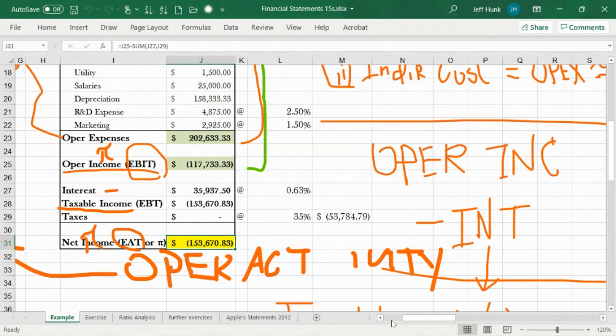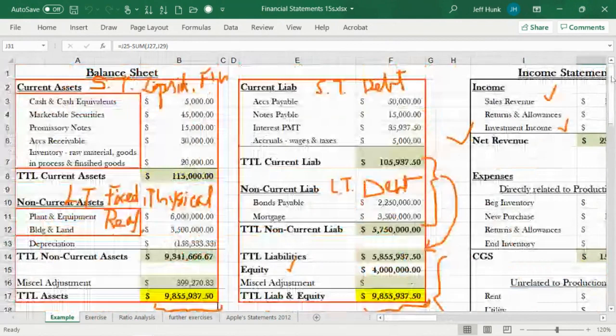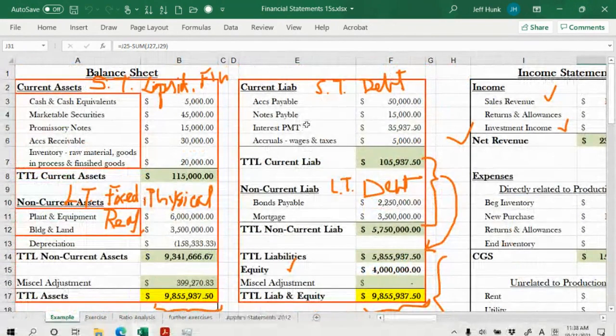All businesses engage in three types of activities. What are those three? First is operating activity. Second, investing activity. Third, financing activity. The investing and financing activities are described in the balance sheet. So we're going to move on to the balance sheet. Excuse me a second.